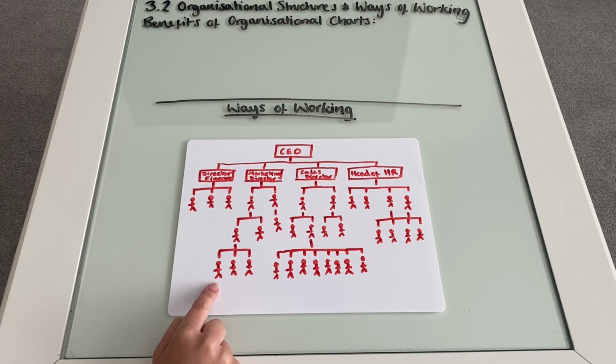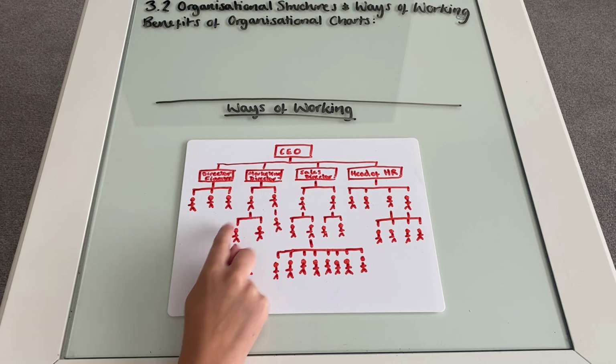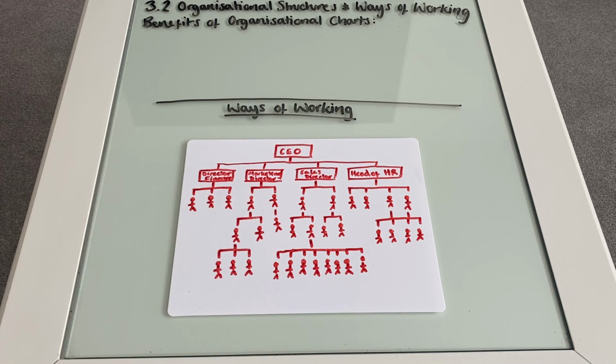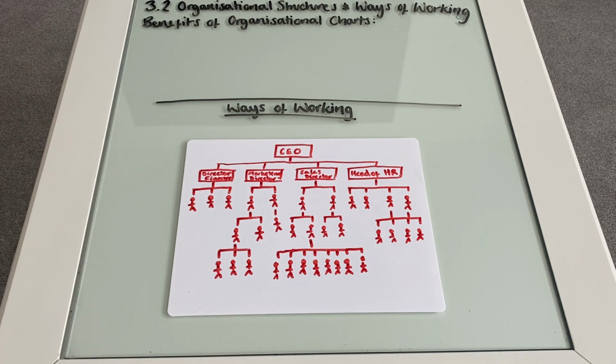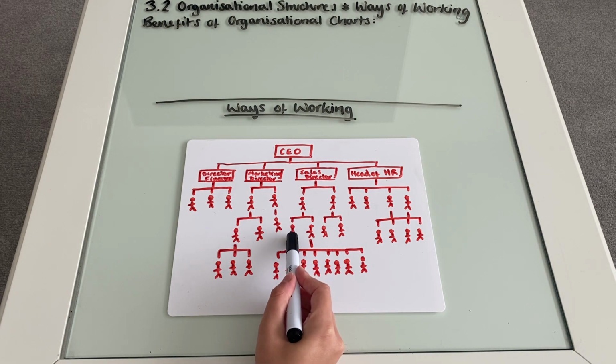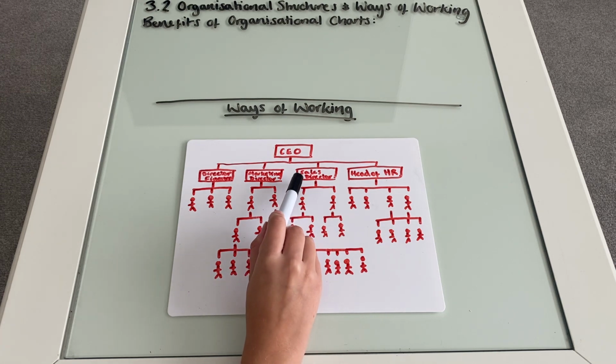If this person wants to get a message to their director, they're going to have to pass it to that person and that person before it gets to the marketing director. Very rarely can you just jump from there to there. The line manager is the person a worker is directly responsible to. So for example's sake, this person's line manager is this person, and this person's line manager is this person.